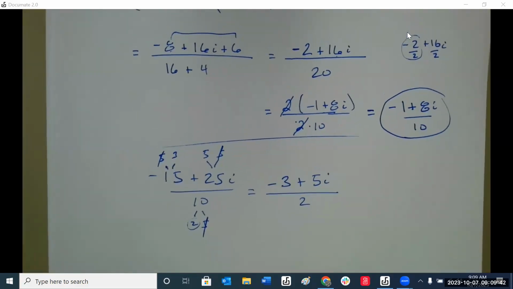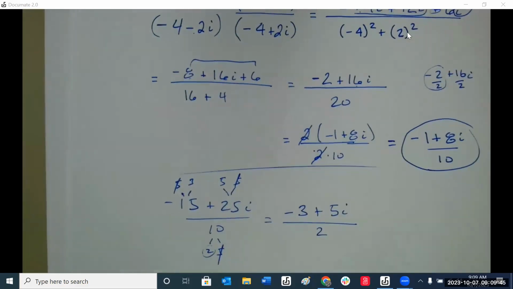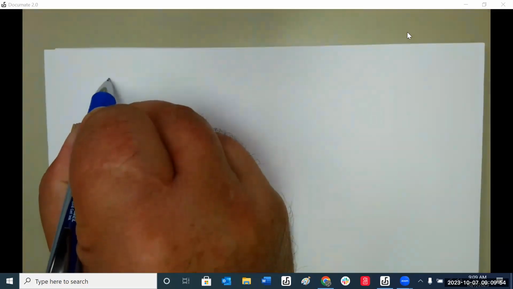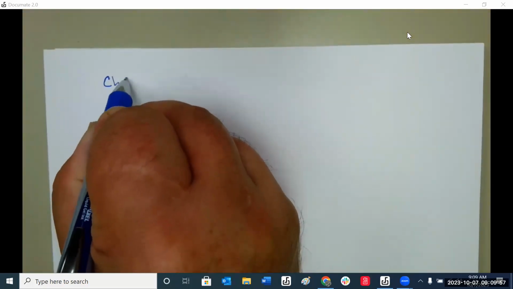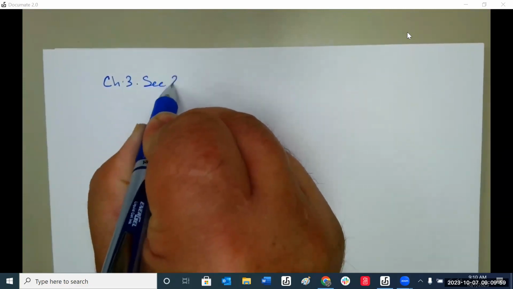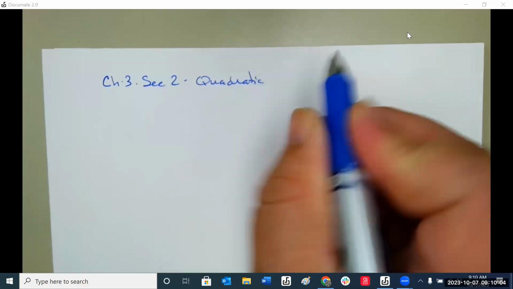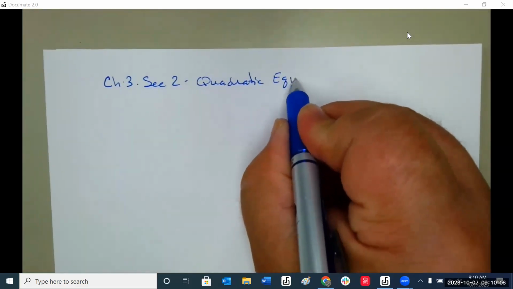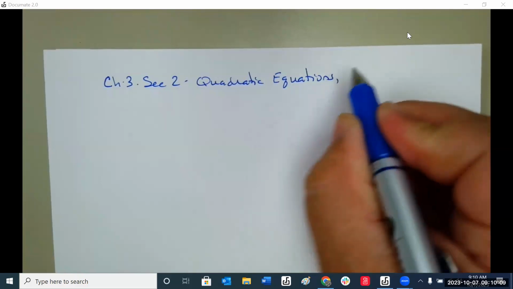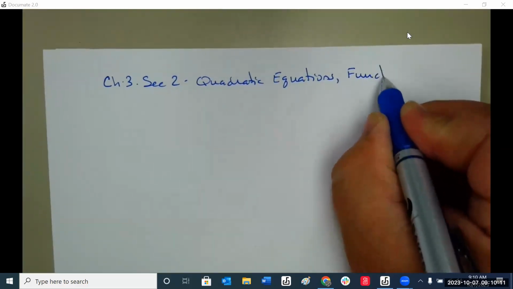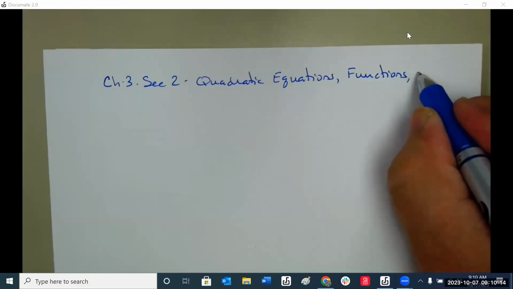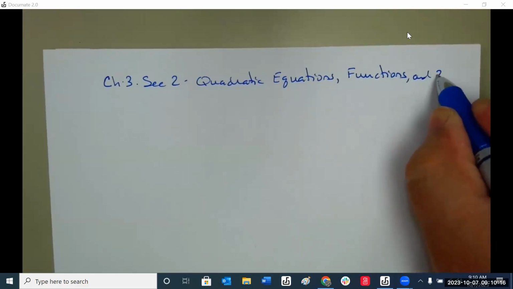Okay, so that's section 1. Section 2. Chapter 3, Section 2. Quadratic equations, functions and zeros.